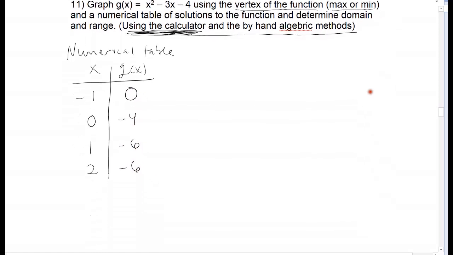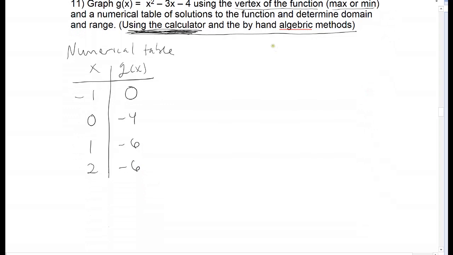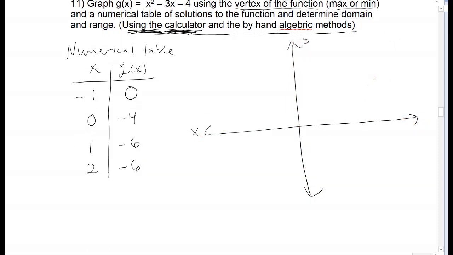Now we're going to graph it. I'm going to plot those points, and then I'm going to go to the graphing calculator and double check to make sure everything looks the way it should. So there's my y-axis, there's my x-axis, so -1, 0, 1, 2, 3, 4, 5. Oops, I need to give myself a little more space going down.